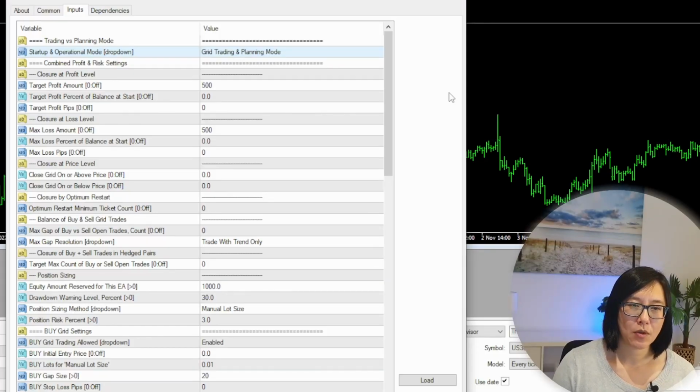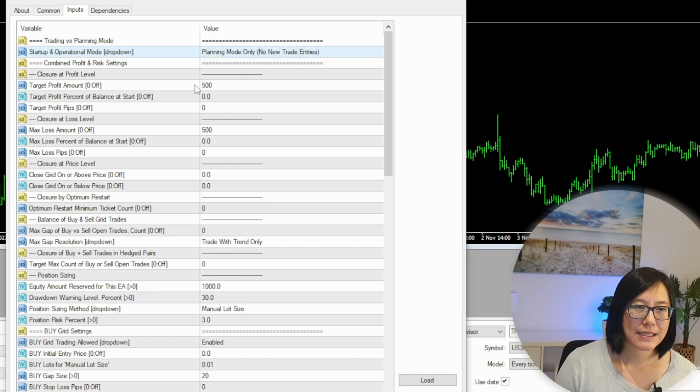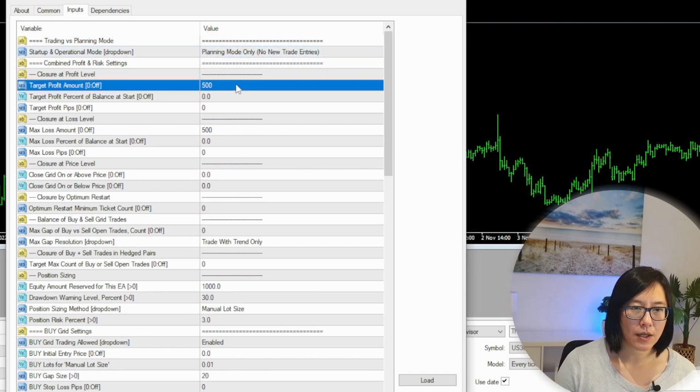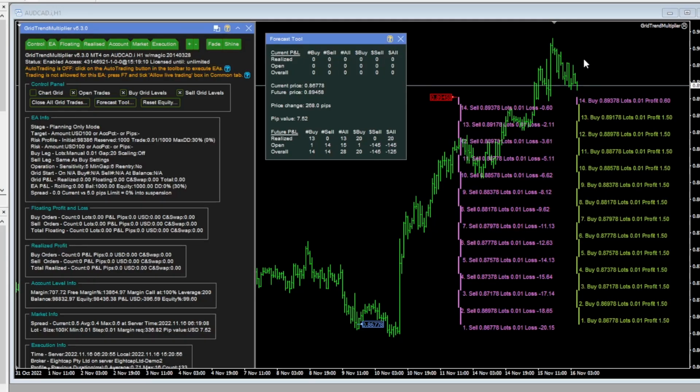I've got the grid trend multiplier open here. At the top, I'll use planning mode only. There's this target profit and target loss. So let's say we're only aiming for $100. Let's take a look at this chart as an example.